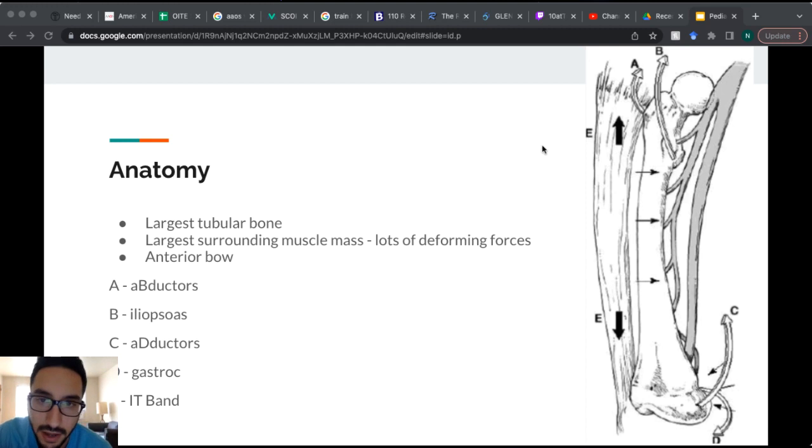So A here shows the flexion and abduction force that's provided by the abductors. B here is the attachment of the iliopsoas, which is going to provide a flexion force. The C here, adductor canal, is going to provide an adduction force, right? So a varus force. D is the attachment of the gastroc. E is the IT band, which is going to pull the proximal segment.